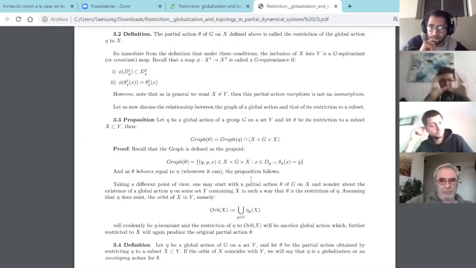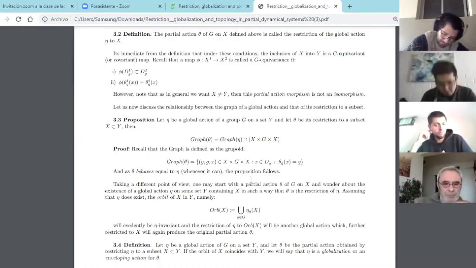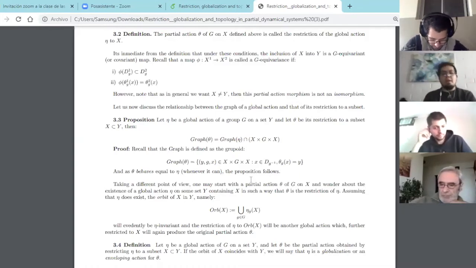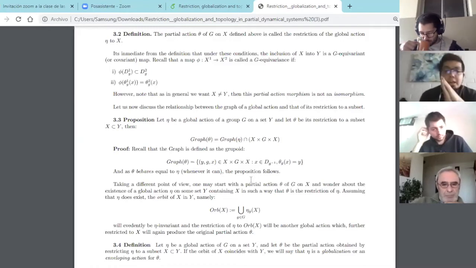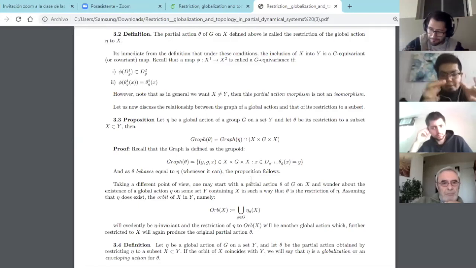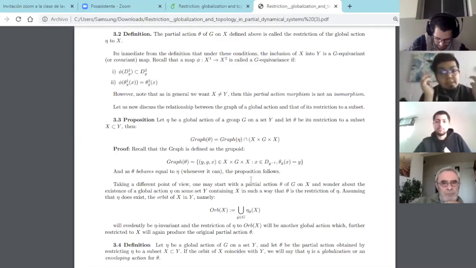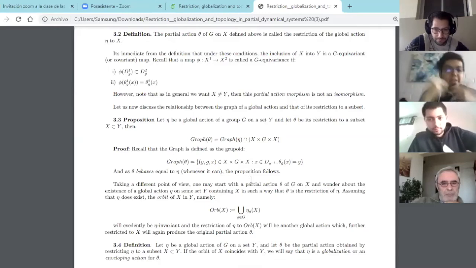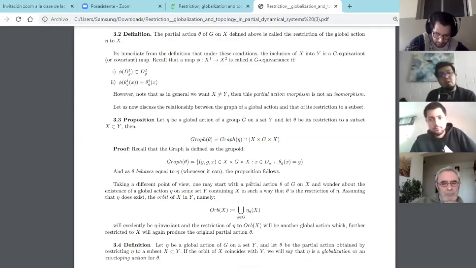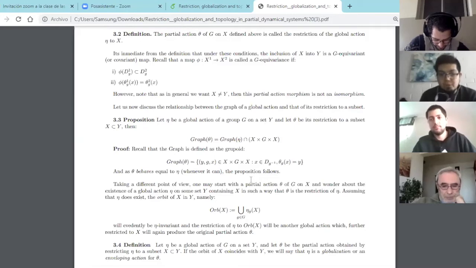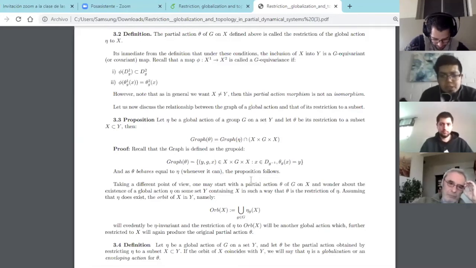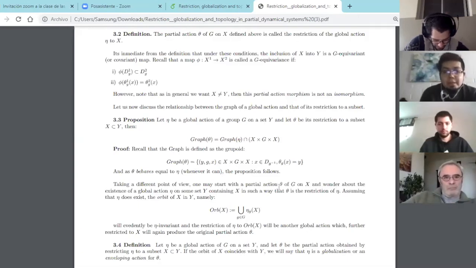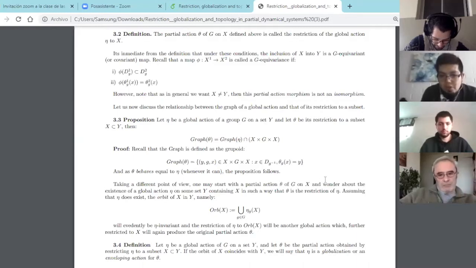Now we started with this one structure, and we know that we can go to smaller structures. And as usual, we would like also to know if we can build bigger structures. So we want to take a partial action and ask whether there exists a global action such that this partial action corresponds to an interesting subset. For this, we will consider a global action eta, suppose that it does exist, and that theta is the restriction to X.